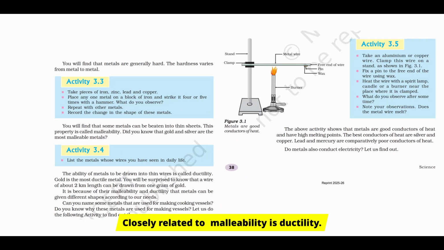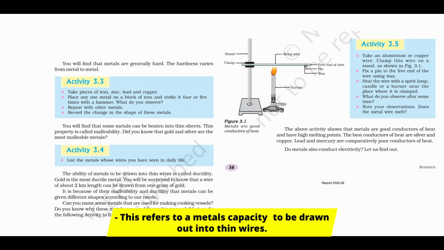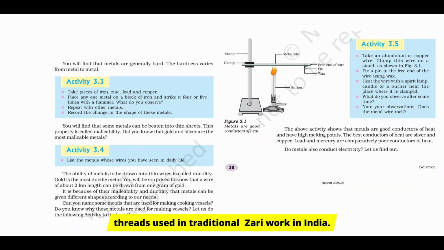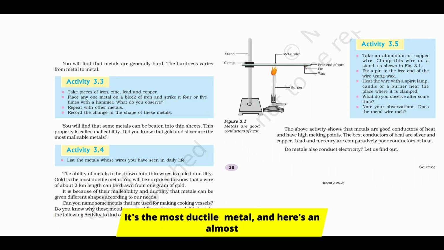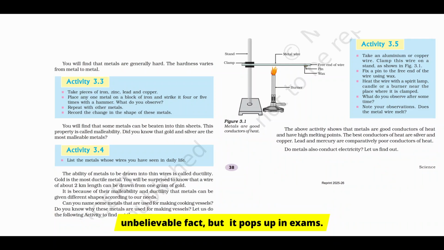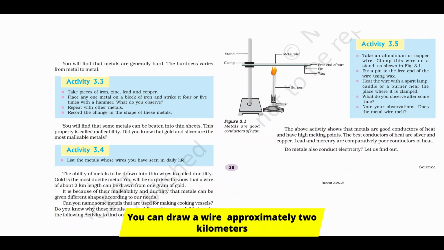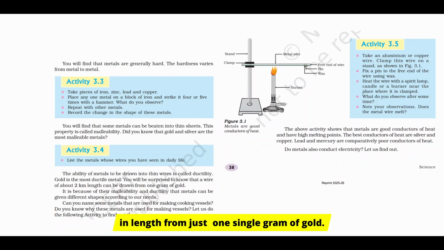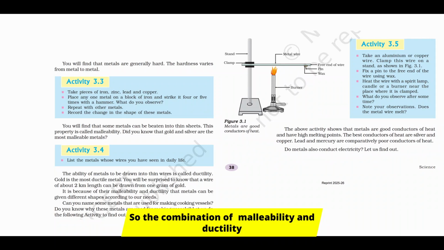Closely related to malleability is ductility. Okay, ductility. This refers to a metal's capacity to be drawn out into thin wires. Think about the copper wires carrying electricity throughout your home, or maybe those delicate gold threads used in traditional zari work in India. Right, I've seen those. Gold, once again, takes the crown here. It's the most ductile metal, and here's an almost unbelievable fact, but it pops up in exams. You can draw a wire approximately 2 kilometers in length from just 1 single gram of gold. Wow, 2 kilometers from 1 gram. Incredible, isn't it? That's a favorite for objective questions. So the combination of malleability and ductility is precisely what makes metals so incredibly versatile.